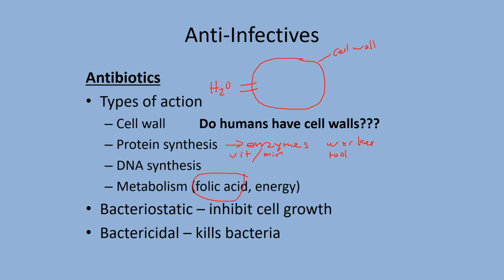Antibiotics are either bacteriostatic or bactericidal. So bactericidal would be antibiotics that affect the cell wall. They'll poke holes in the bacteria and pretty much lyse them and kill them. Whereas bacteriostatic will inhibit the growth and expansion for your body's natural immune system to fight them off.